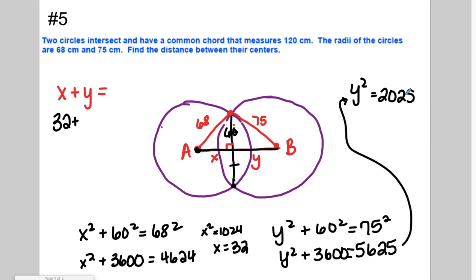And I take the square root of that, and I get 45. So y equals 45. Now remember, y equals plus or minus 45, but for the answer to this question, we'd only look at the positive. So that gives me 32 plus 45, which then is 77. All right, so that's number 5. Again, the drawing's the most important part.